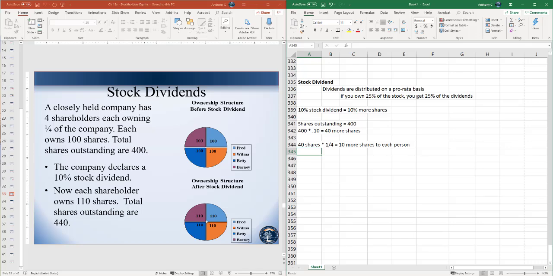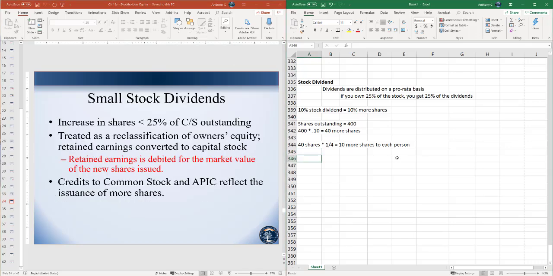There are a few possible reasons, but another possible reason is, as we'll see in a bit, when we account for a stock dividend, we're essentially going to reclassify retained earnings as paid-in capital. So if a company wants to reduce its retained earnings for whatever reason, it can do it through a stock dividend.